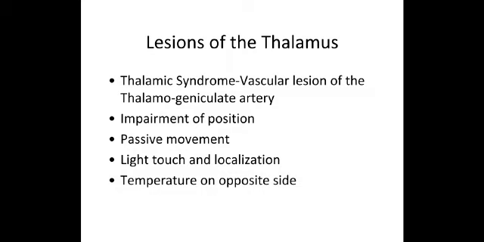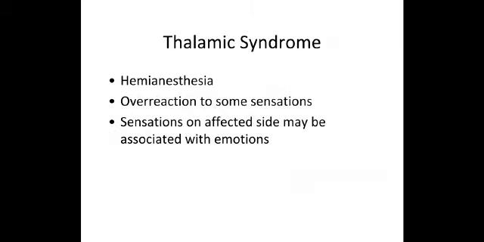This was described by Dejerine and Roussy. The features are impairment of position, that is, the person is unable to localize the position of the limb. So this is thalamic phantom limb or amylognosia. There can be loss of passive movement, light touch, localization, and temperature on the opposite side, and hemianesthesia, loss of sensation in the opposite half of the body.